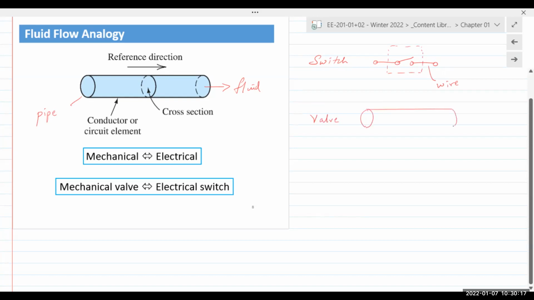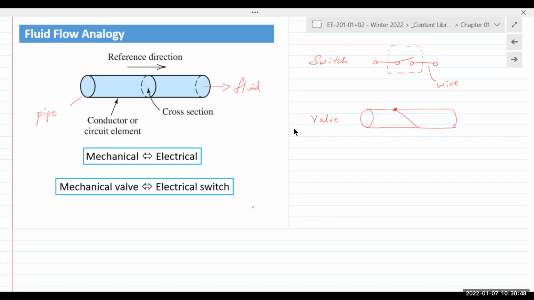So I would have a pipe, and I would have a mechanical valve in there, simple flap valve, right? Obviously, again, as I said, it's a very rudimentary drawing. But the electrical switch is analogous to a mechanical valve. However, the terms that we use to refer to both of them are exactly the opposite, right? They're exactly the opposite.